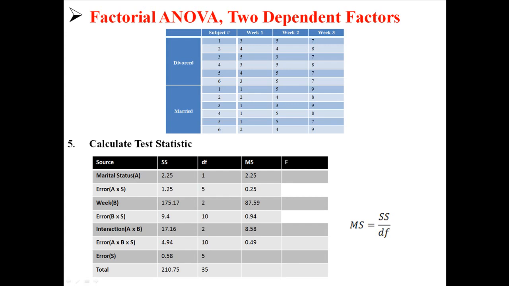Pretty good. Now that we have that, we have to find our 3 Fs. F is found by taking the MS of the effect and dividing that by the MS of the error that is associated with that effect. So for A, we're going to take 2.25 divided by 0.25. For B, we're going to take 87.59 divided by 0.94. And for the interaction, we're going to take 8.58 divided by 0.49. So we have 3 Fs: 9, 93.18, and 17.51. We did all that work just for those 3 values.